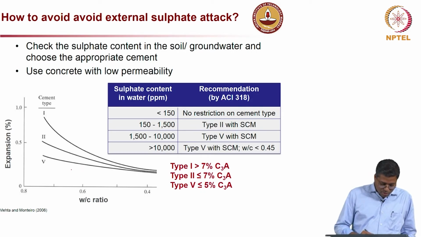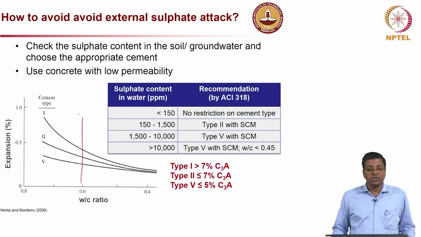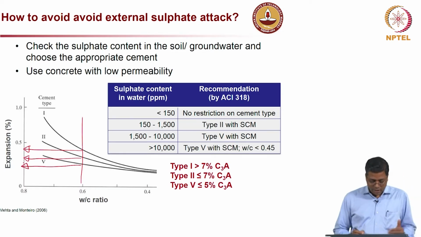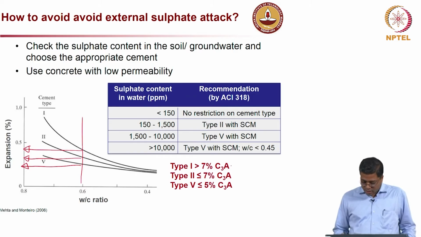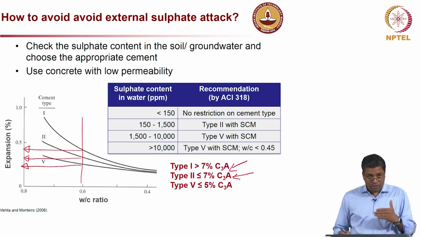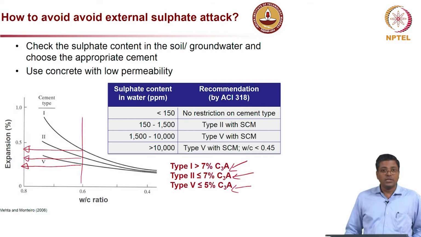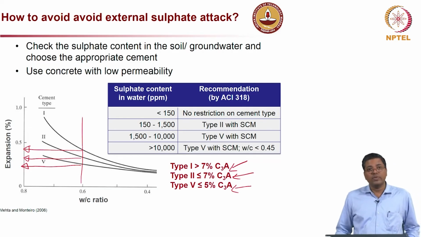Let us say you are talking about concrete with 0.5 water cement ratio, or let us pick 0.6 water cement ratio. Here as you see, if it is type 1 cement you have this much expansion, if it is type 2 cement you have this much expansion, and if it is type 5 you have this much. So, definitely there is a reduction. Type 1 is more than 7%, type 2 is 5 to 7%, and type 5 is less than 5%. So, as the amount of C3A is reduced, definitely the amount of expansion is less.